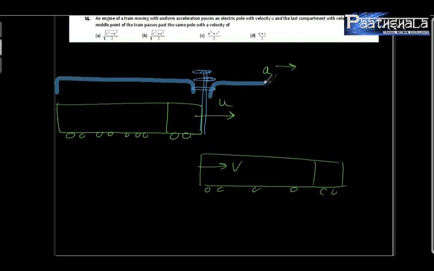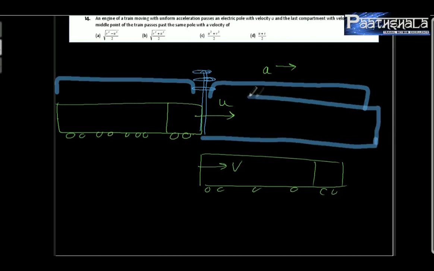The train is now located over here. So when the last part passes, the train has covered this much forward distance, because now the train is located over here. So the first wheel of the train comes over here, and the distance covered by the train is L. So basically what are we getting? V square is equal to U square plus 2A times the length of the train. This is what we are getting.